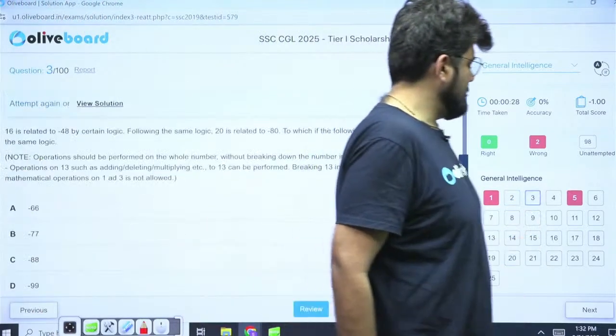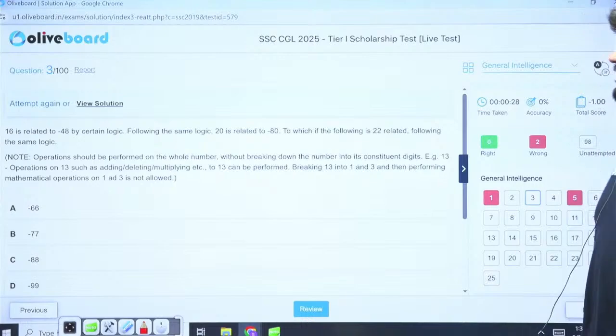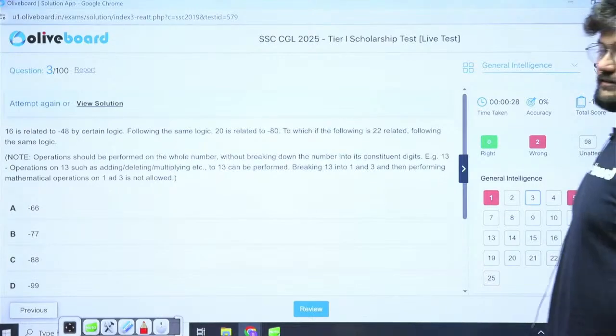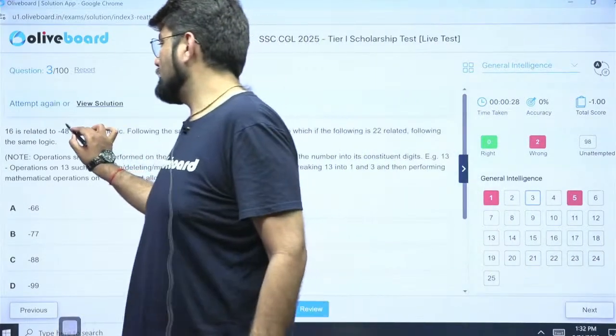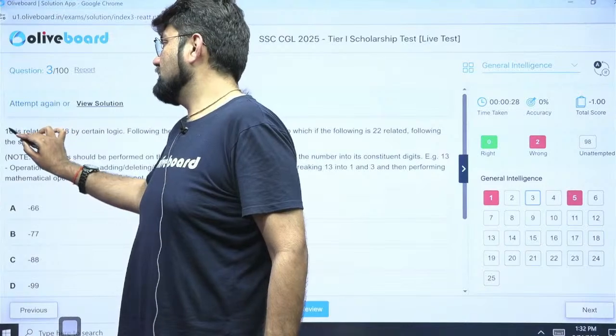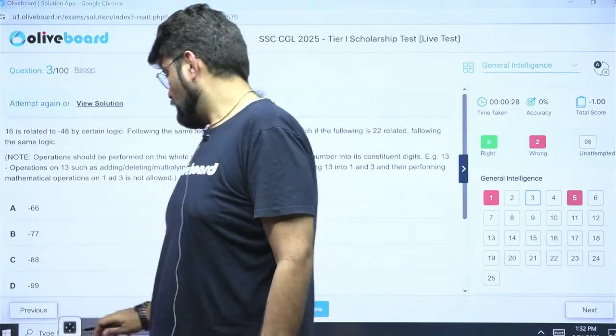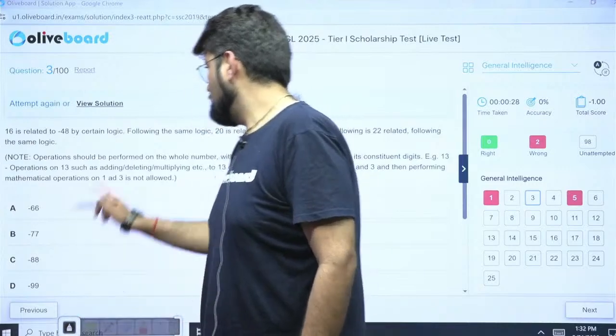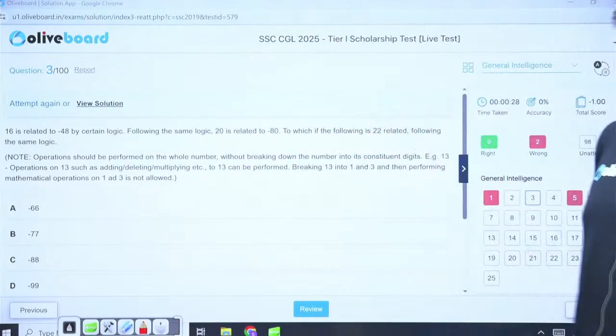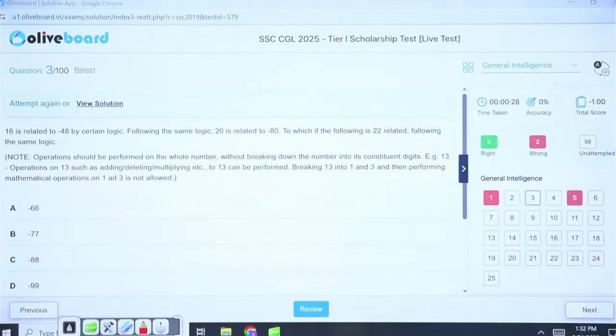Question number 3. 16 is related to minus 48. This is not 48, this is minus 48. A lot of you will get trapped here thinking that 16 into 3 is 48, so 16 into minus 3 will be minus 48. If you go by that method, you will get trapped in the next logic. So read it carefully. You can pause the question here and just solve it for a while.